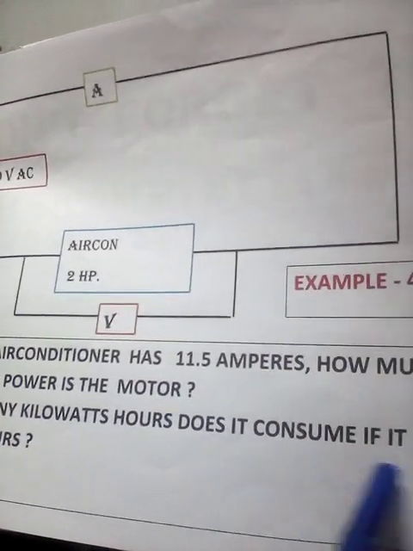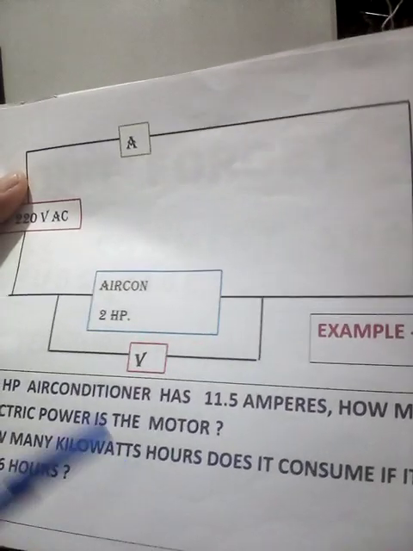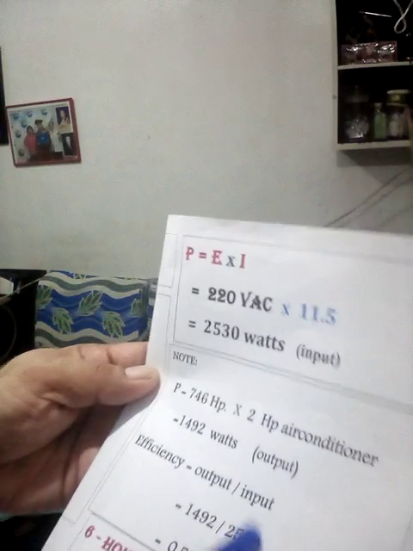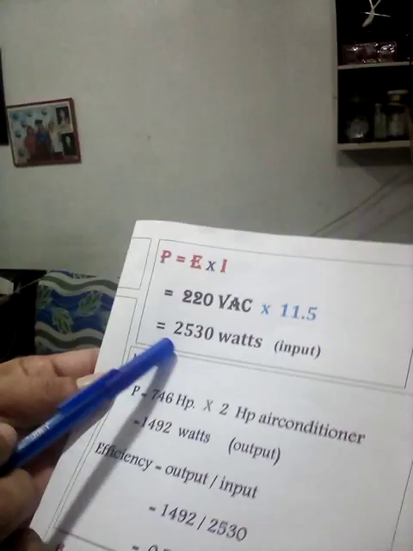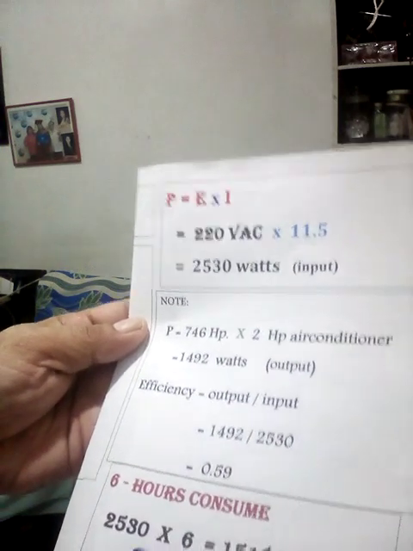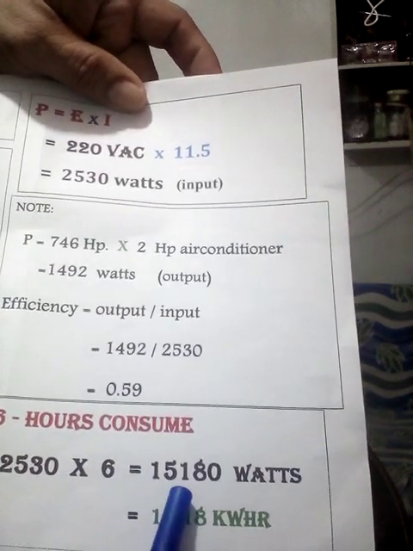So within this question number 2, how many kilowatt-hours does it consume if it operates for 6 hours? You see, ang 2 horsepower na aircon, kung 6 hours natin gagamitin, ilan ang consumption natin sa wattage at sa kilowatt-hours? So, simple lang po, kunin lang po natin itong 220 volt AC, 11.5. Yan po magiging reference natin. So, within 6 hours, i-multiply lang po natin ang 2,530 watts. 2,530 watts times 6 is equivalent to 15,180 watts.